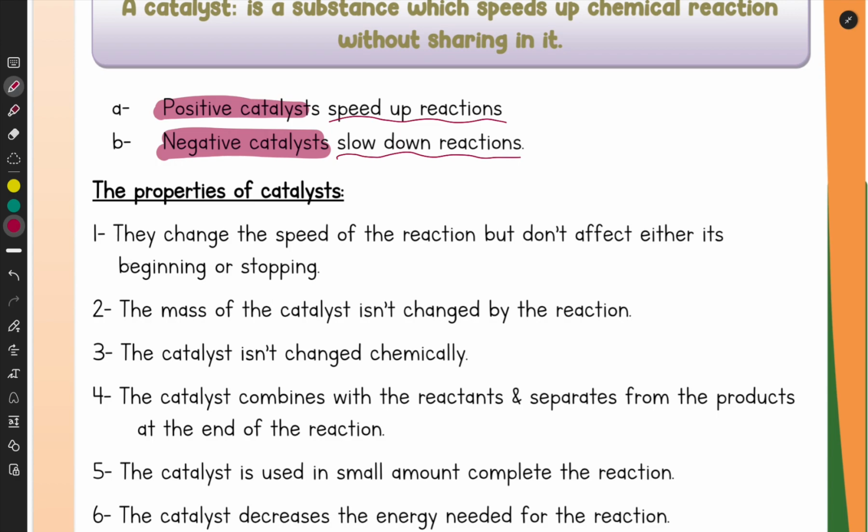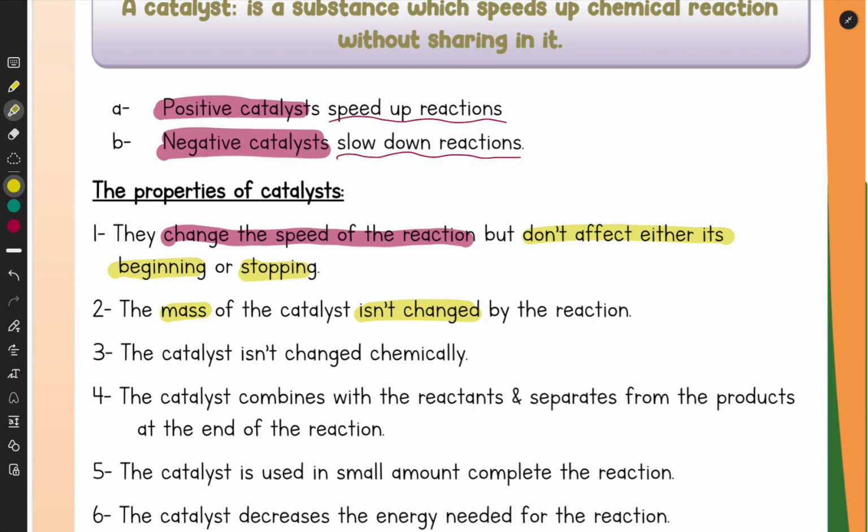Number 1, they change the speed of the reaction but don't affect either its beginning or stopping. They don't affect the beginning or stopping, just changing the speed by speeding up or slowing down. Number 2, the mass of the catalyst isn't changed by the reaction, so the mass is not changed.